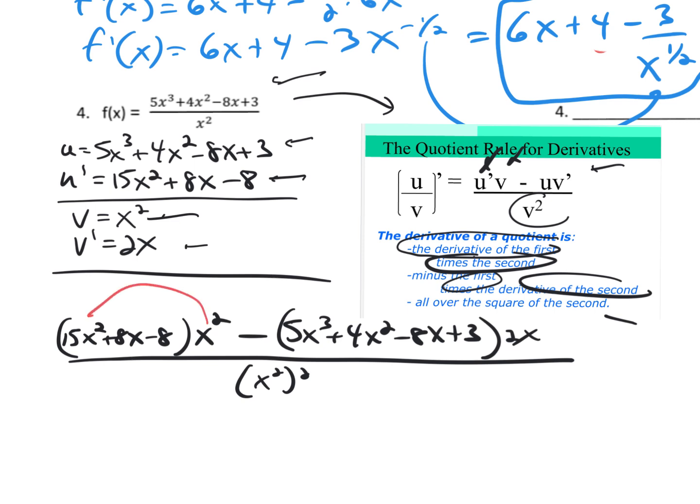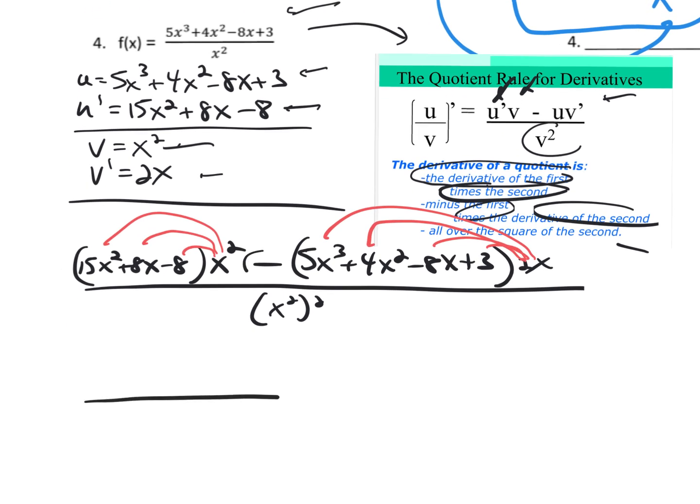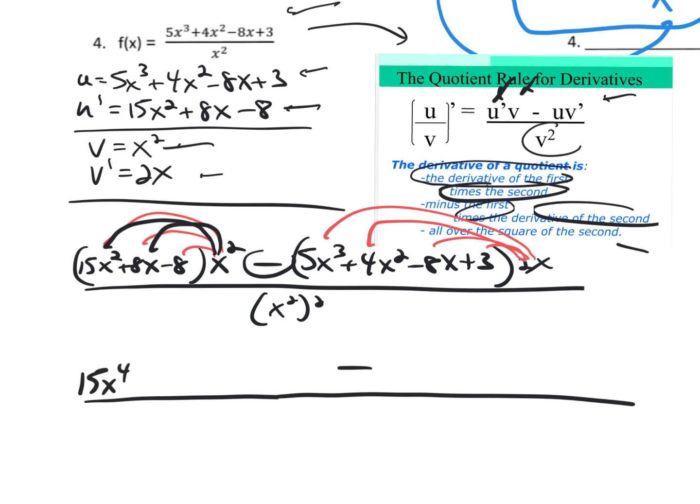We're going to distribute up top. We're going to take the x squared and distribute it, and take the 2x and distribute it. And just be careful here. I'm going to emphasize the fact that we're subtracting here. So x squared times 15x squared is 15x to the 4th. X squared times 8x is 8x to the 3rd. And then negative 8 times x squared is negative 8x squared. Here's my minus. I'm going to put the second term in parentheses.